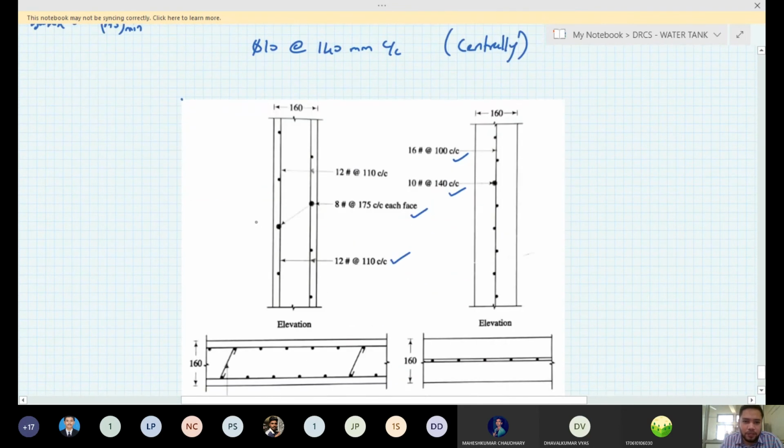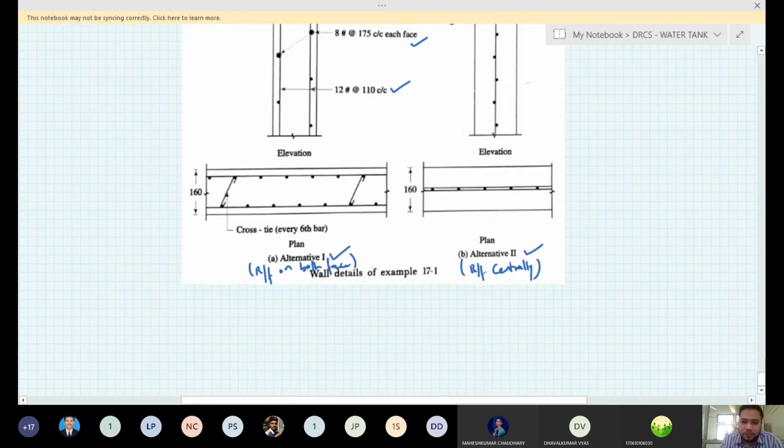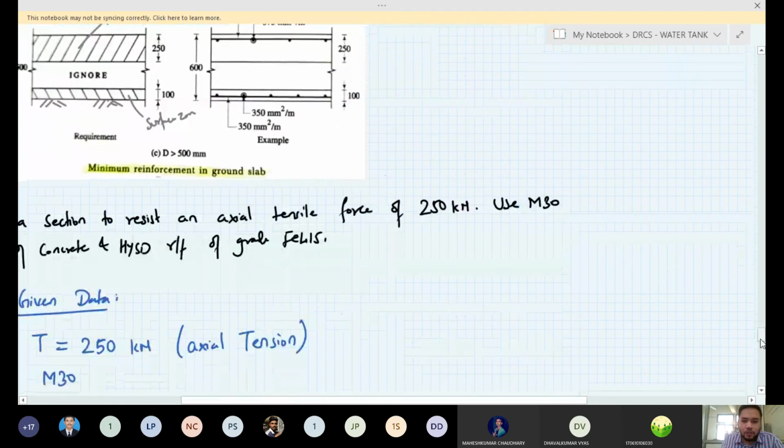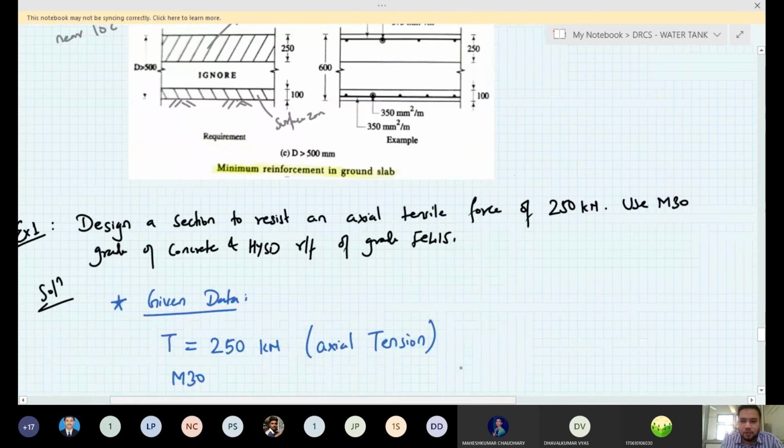But you can detail this in two ways. Either you can provide steel on both the faces, or you can provide in single face. Since the thickness is less than 200 mm, we can go for single layer detailing also. This was method 1.